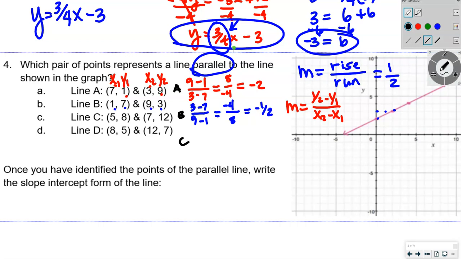So let me write C, and then we'll do it in green. So we got 12 minus 8 divided by 7 minus 5. Okay, so 12 minus 8 is 4. 7 minus 5 is 2. 4 divided by 2 is a positive 2. Okay, we got one more, our D. And I'm going to do that one in black. Okay, so D here again. 7 minus 5.